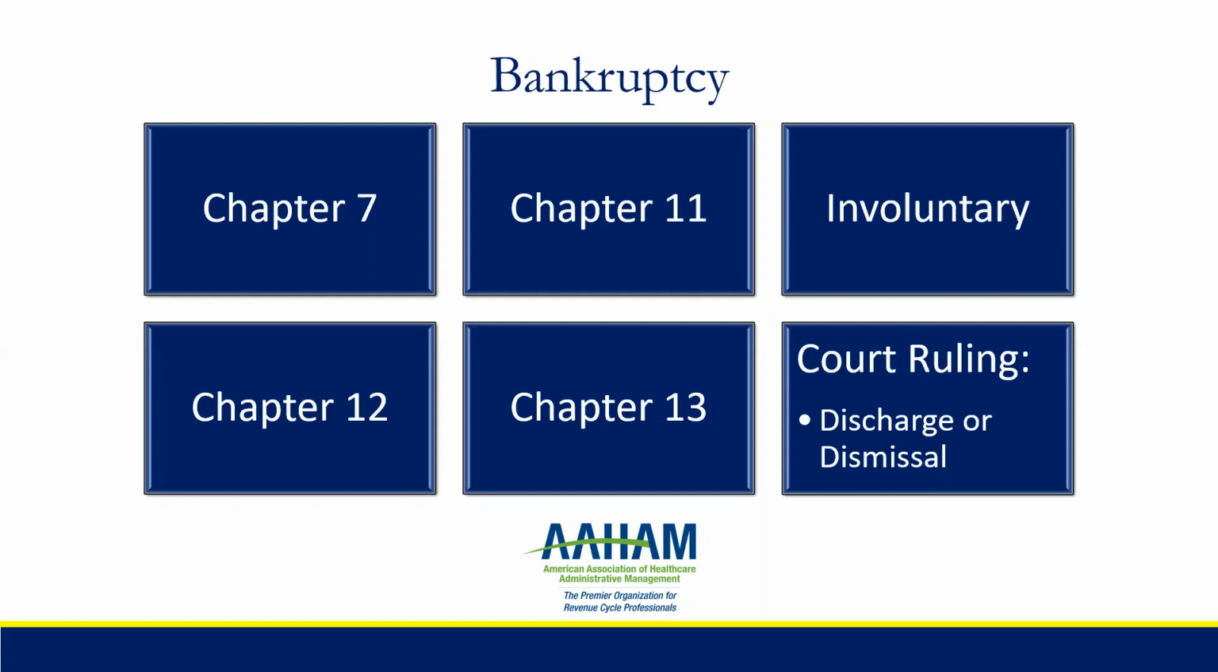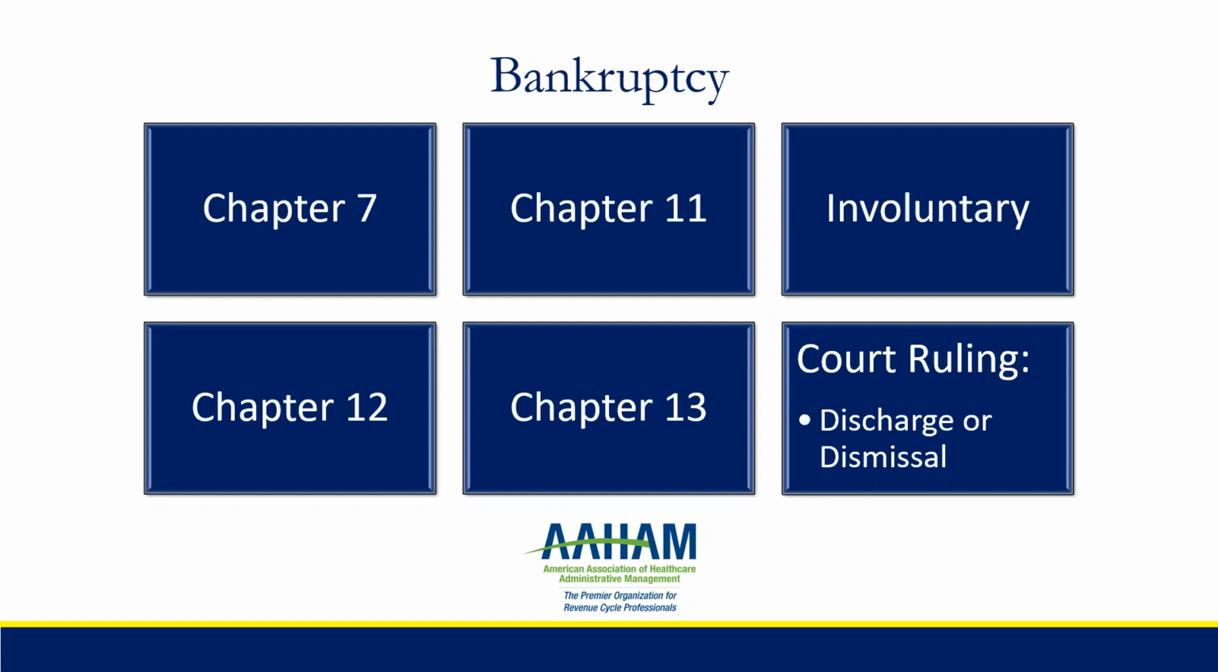A discharge of debt releases the guarantor from financial responsibility of any and all account balances listed on the bankruptcy petition. Account balances are to be written off. This is specific for when the account is actually listed in the bankruptcy petition, so make sure that it is listed. A dismissal is when the bankruptcy is rejected by the court.